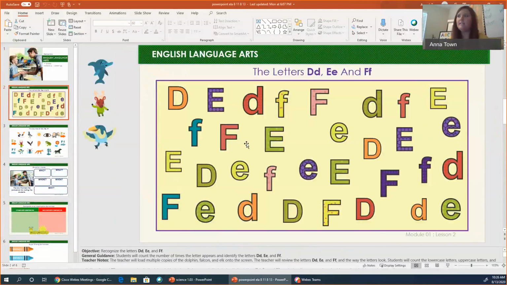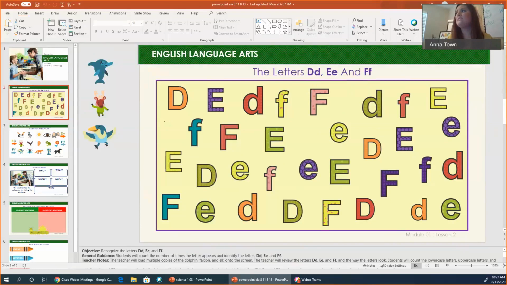We are learning the letters D, E, and F today. I want you to say that with me. D, E, F. Your turn. D, E, F. What sound does D make? Good job. D, D, D.